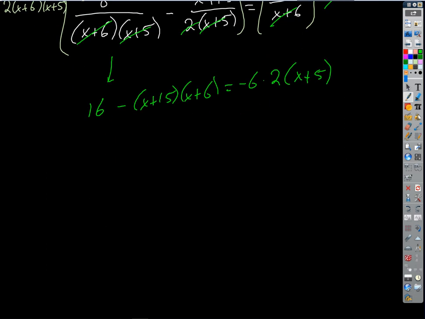And you can probably take it from there, right? Now it's just going to end up being a quadratic equation in standard form that we just solved. Okay? Make sense? Okay, that's it.